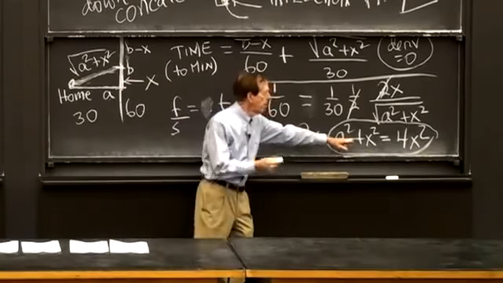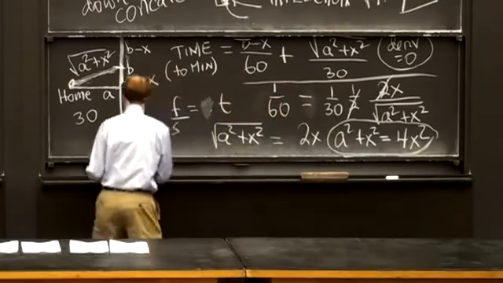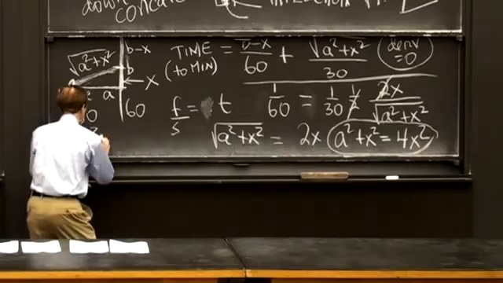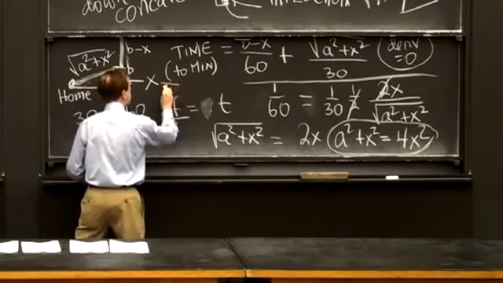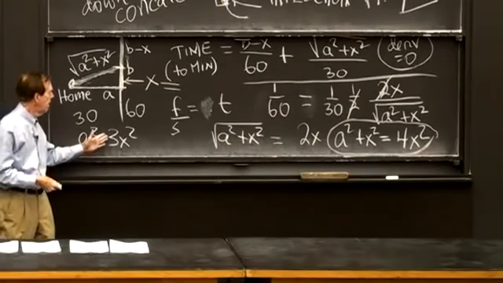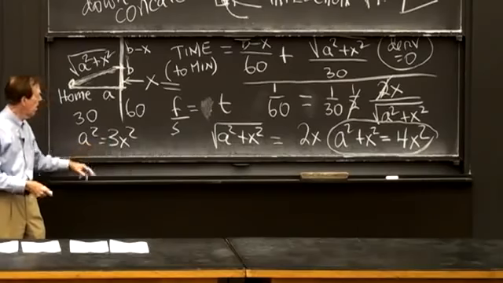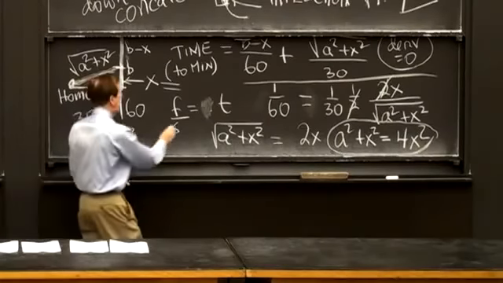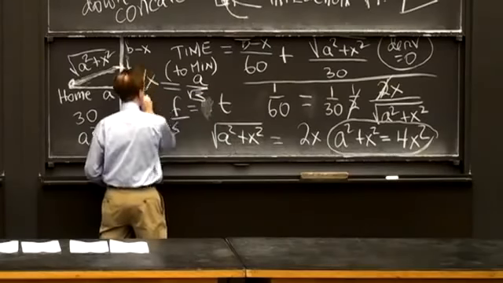In fact, even better if I subtract x squared from both sides. My equation is telling me that a squared should be 3x squared. In other words, now I'm ready to take the square root and find x itself. So put the 3 here, take the square root. I'm getting a over the square root of 3.